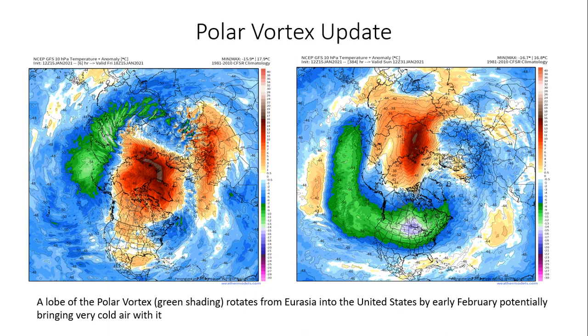Research has shown that it takes 2 to 4 weeks after a polar vortex split before the eastern United States really gets cold. So this is, again, something we're going to watch really closely. I'm keeping an eye on this one because this could really have a big say in what late January into February feels like.